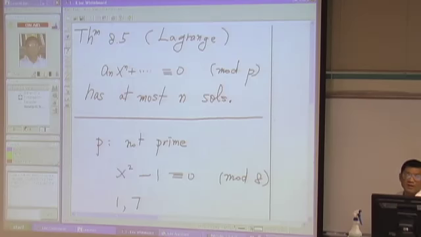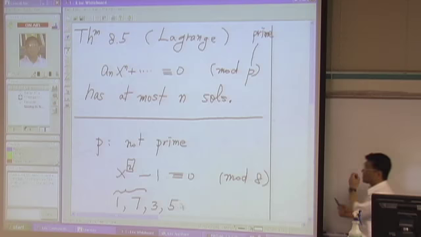It's not true. Why not? Because in this case, the modulus should be prime. But I relax the condition using a non-prime number, then suddenly it's a second order equation, but there are more than 2 solutions. Why? 3 is a solution: 3 squared is 9, and 9 is congruent to 1 mod 8, so it is okay. Even 5 is okay. 5 squared is 25, and 25 is congruent to 1 mod 8.